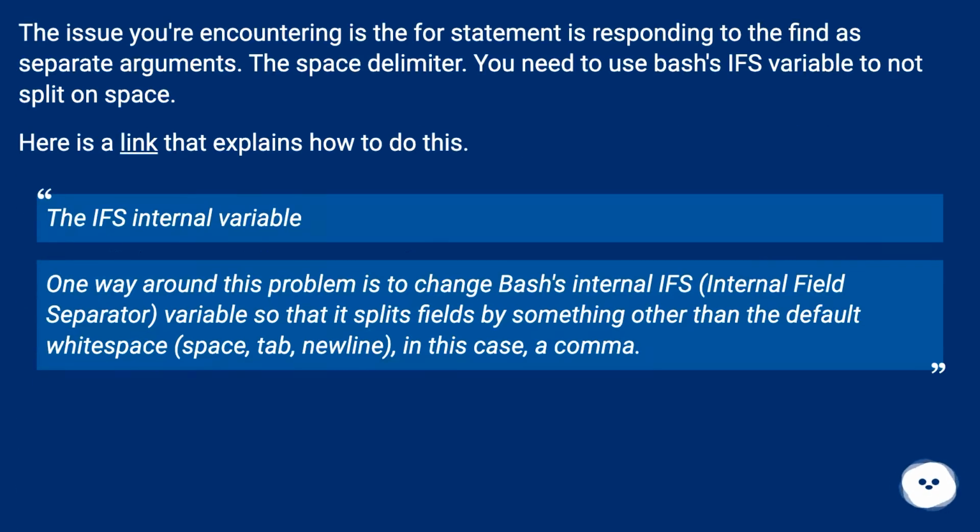The issue you're encountering is the for statement is responding to the find output as separate arguments, split on the space delimiter. You need to use bash's IFS variable to not split on space. Here is a link that explains how to do this. The IFS internal variable. One way around this problem is to change bash's internal IFS, internal field separator, variable so that it splits fields by something other than the default whitespace, space, tab, newline, in this case, a comma.